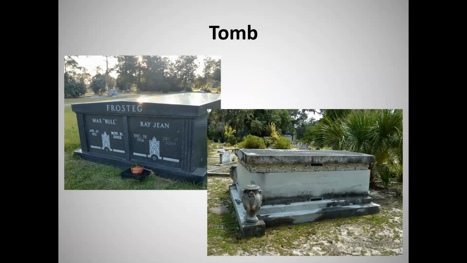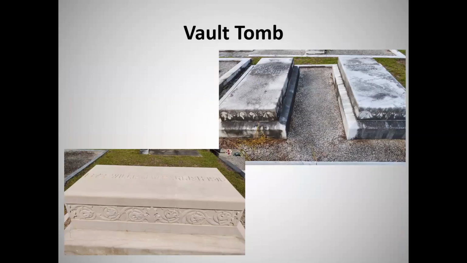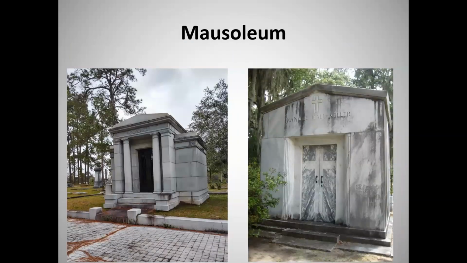This is where the deceased is actually buried above the ground in the tomb. And then they also have false tombs. There are various reasons for them, but they are not like a simple ledger stone. They're usually either pointed or they have a false tomb on top of them, but the deceased is still buried underground. You can also have a vault tomb, which is kind of a combination. So for most of these, the deceased is not buried as far down as most burials, but they are not fully above ground either. You also have mausoleums.